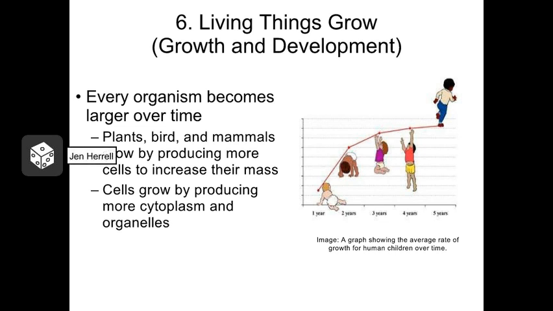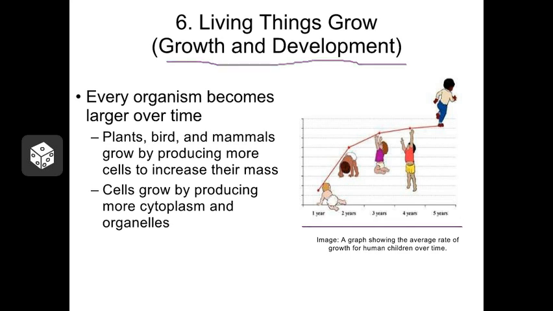Characteristic of life number 6. All living things, from bacteria up to humans, grow and develop. They all have different stages to their life cycles, and they all change physically and otherwise as they go through these different stages.